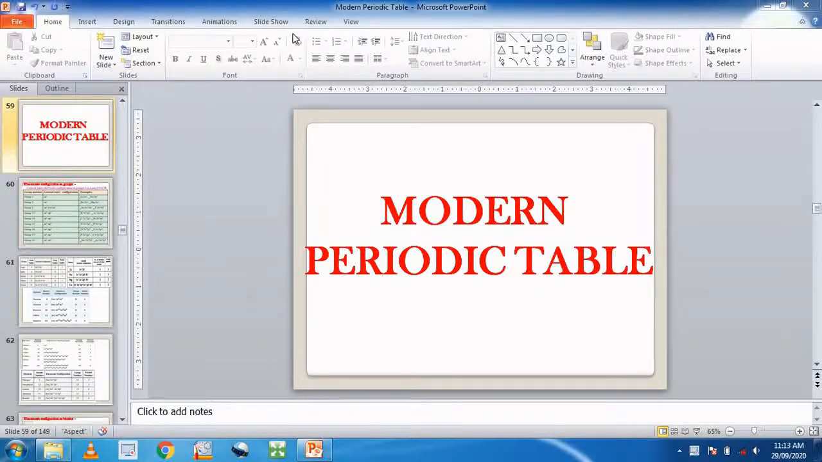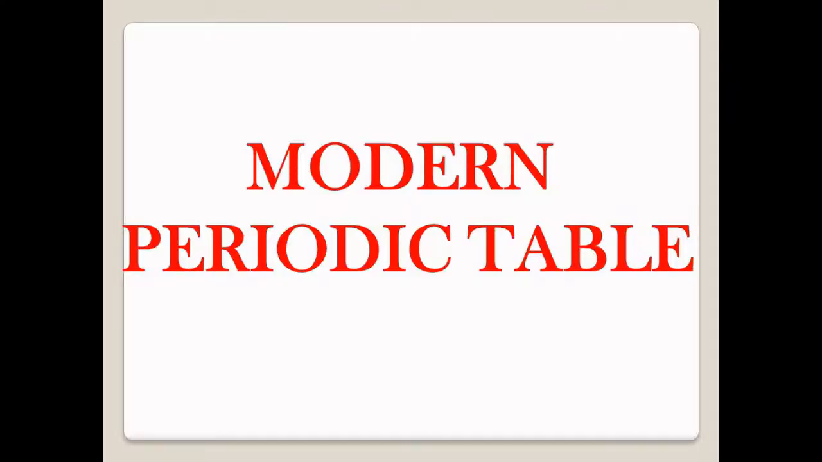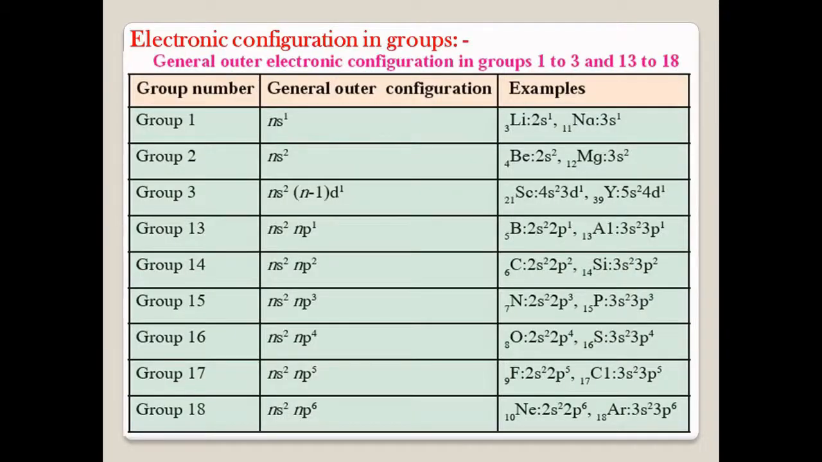Good morning, friends. We are doing our chemistry topic, modern periodic table. In the first two lectures, we discussed the periodic table introduction and the position of elements in periods. Now let's see the modern periodic table, in which electronic configuration in groups. The general outer electronic configuration in groups 1 to 3 and 13 to 18 is as below.